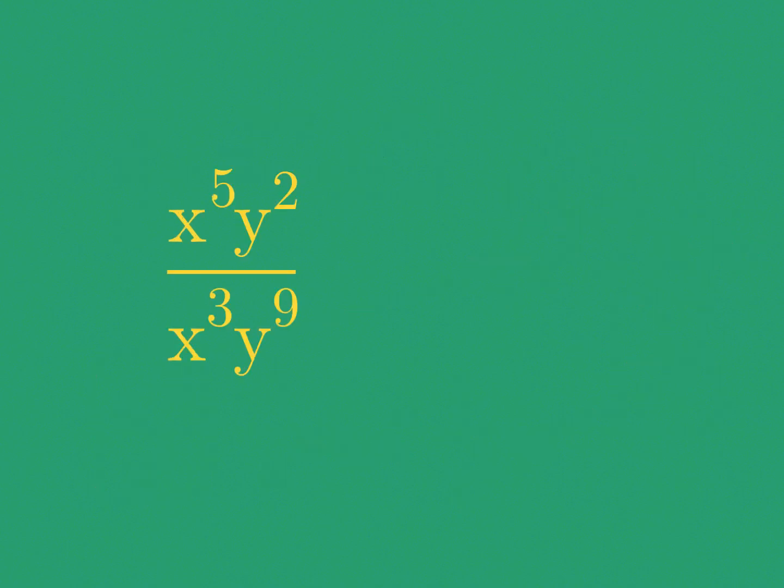Okay. All right, next example. There you go. Jot that down real quick. x to the fifth y squared divided by x cubed y to the ninth. So just a little bit more going on here. Not a lot. We still have division. We still have like bases top and bottom.